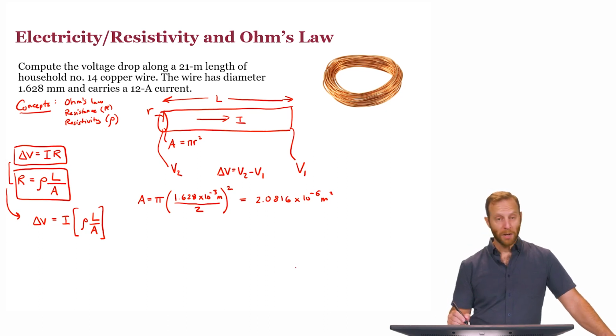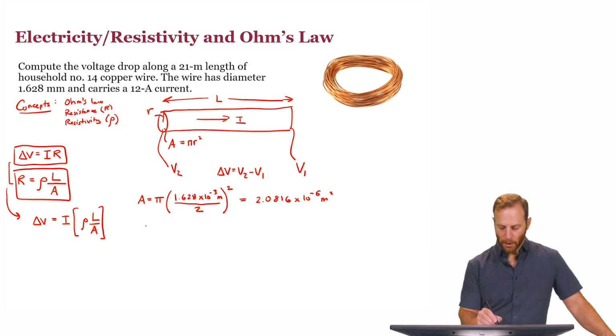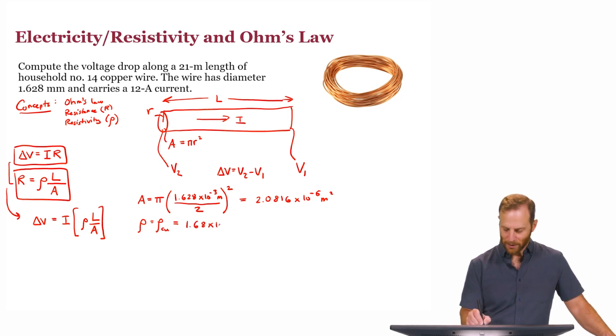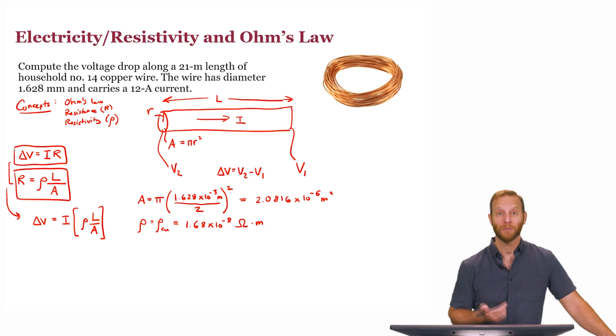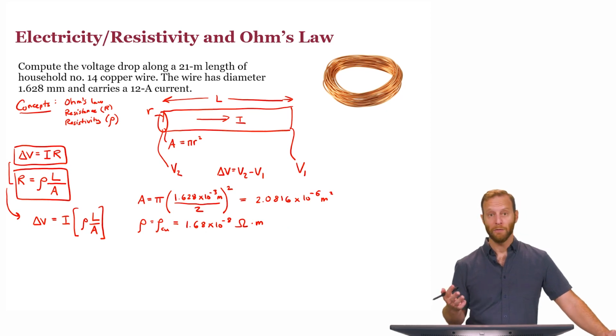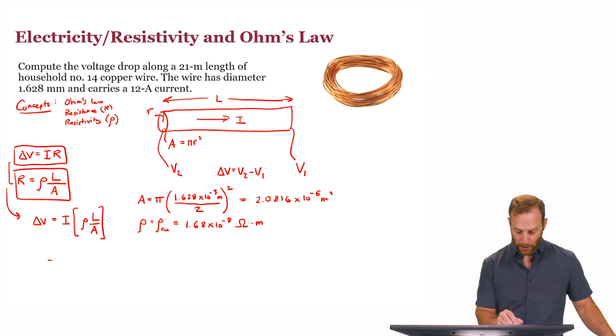We also need to know the resistivity of copper. Looking that up in a standard textbook, what you'll find is this is 1.68 times 10 to the minus 8 ohm meters, ohms times meters. And this is assuming that the temperature of the copper is not radically different than the temperature at which this value is measured. So this is roughly room temperature. Let's just make that assumption here. So now we have all the values we need, and we can start plugging things in.